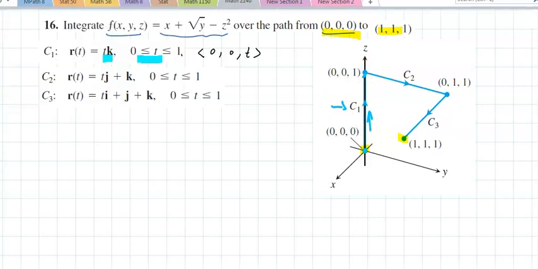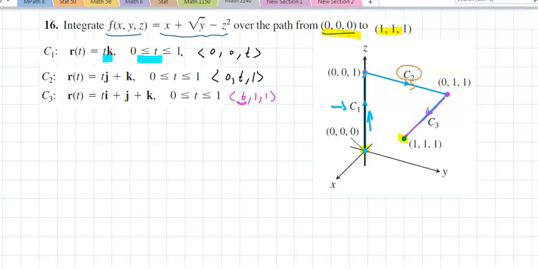Now, if I go to the second, this is i, j, k. This is fixed at x equals 0, z equals 1, and then y varies, or the j varies, from 0 to 1 in that direction. And the third is actually t, 1, 1. So we're fixed at y equals 1 and z equals 1 right there, but the i varies from 0 to 1, creating distance.